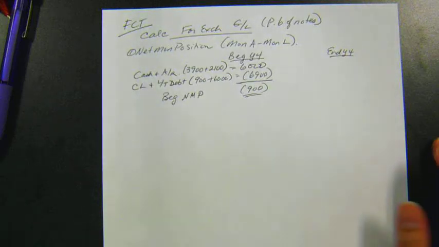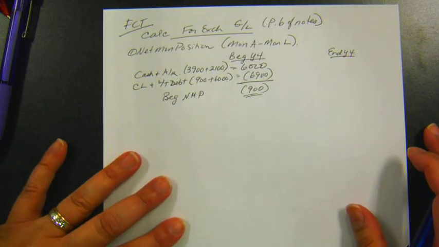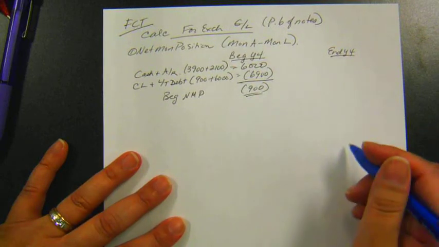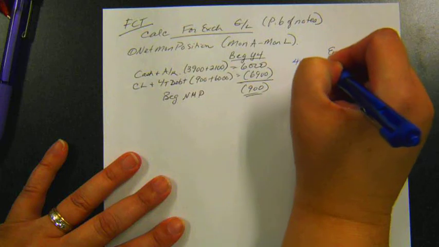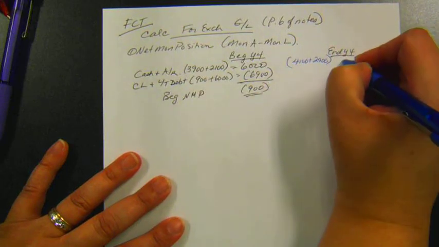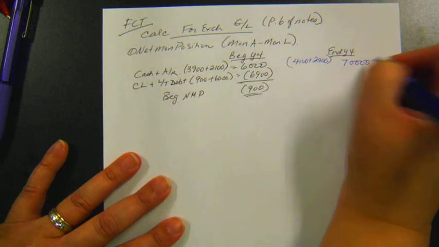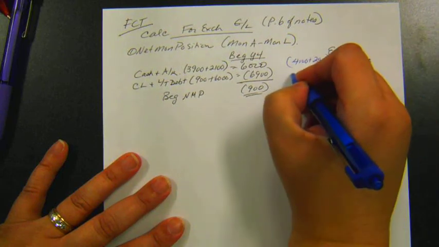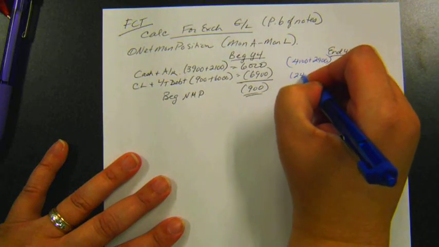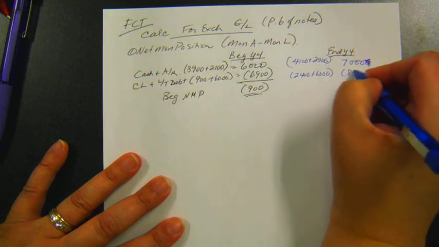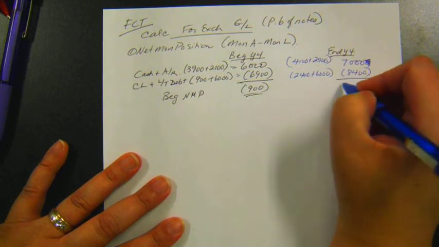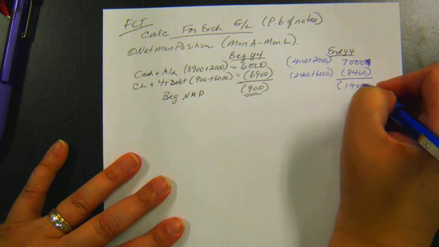The end of year 4, we do the exact same thing. The hardest thing is the first column. So it's 4,100 plus 2,900, which equals 7,000. Whoops, got carried away. And then 2,400 plus 6,000 is 8,400. So we end up with negative 1,400.